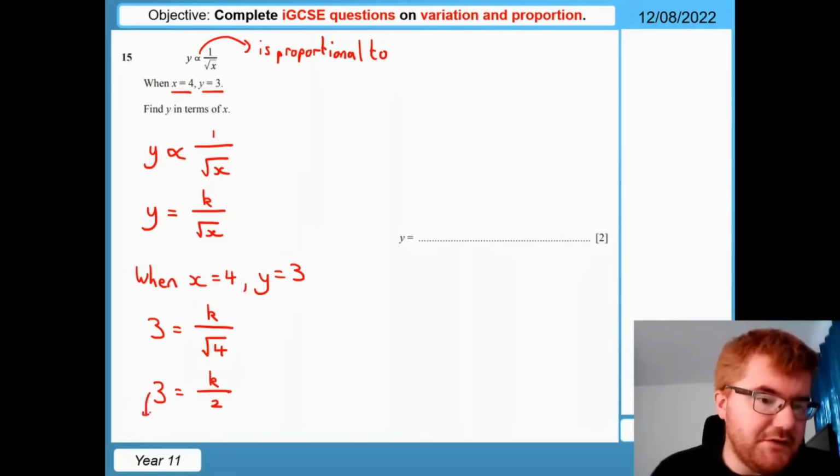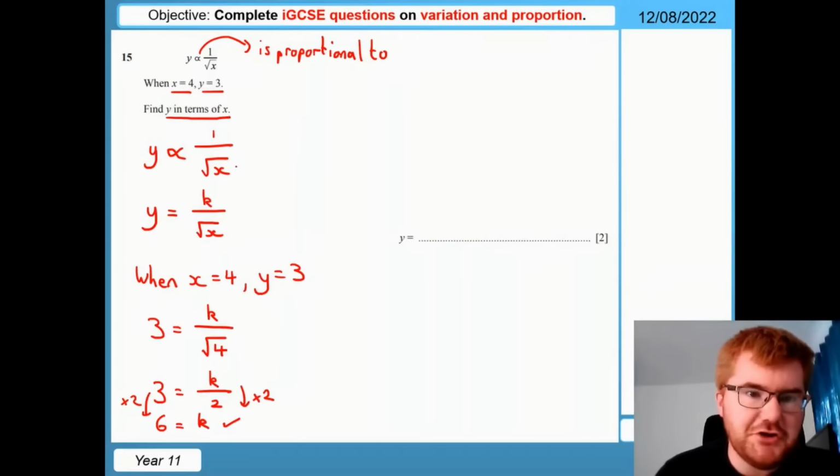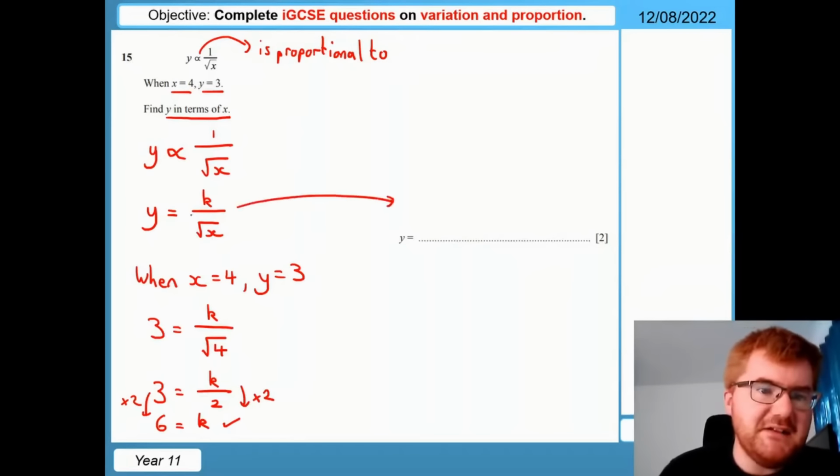Now, we haven't finished the question at this point. That's really important. We now need to write y in terms of x. That's the actual question. So I'm going to take this equation here, so our basic equation, and now I'm going to replace, let's get the old trusty highlighter out here, I'm going to replace that k with the answer of 6 that we got earlier.